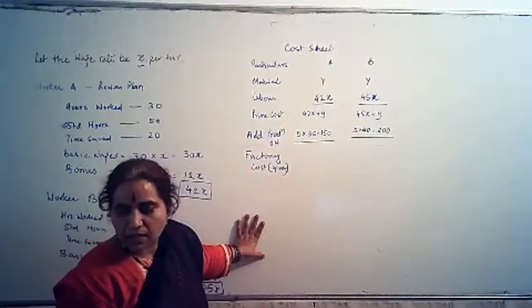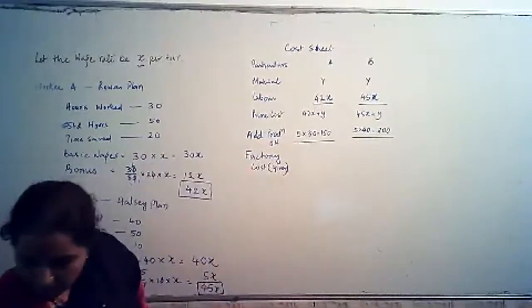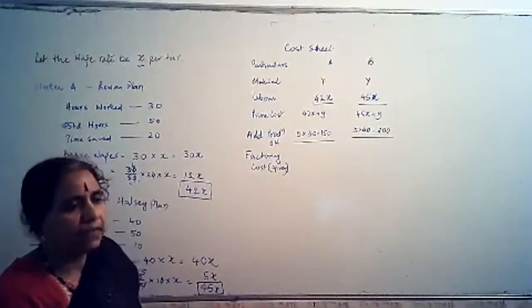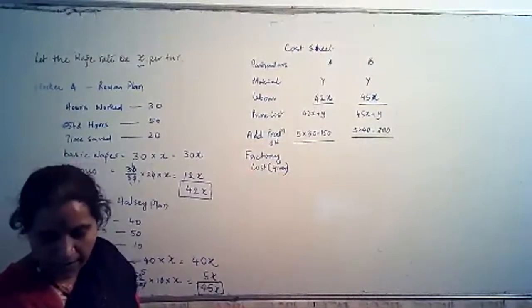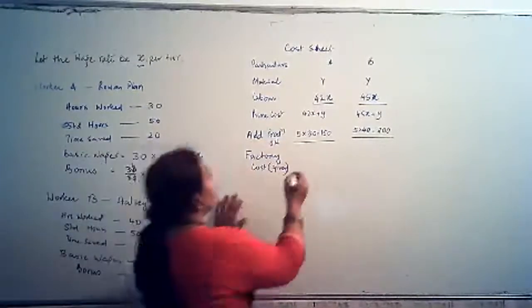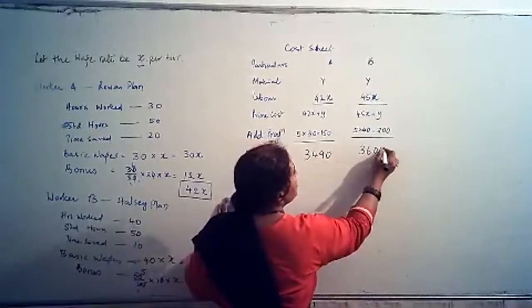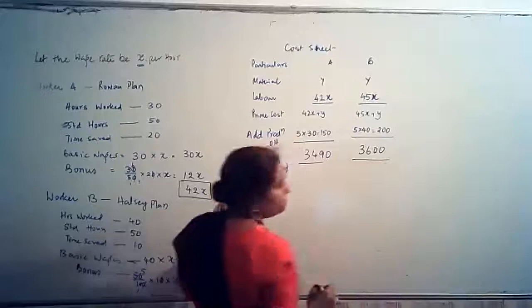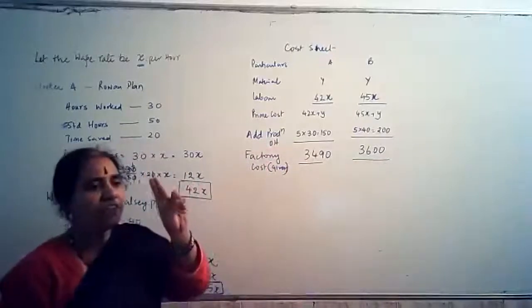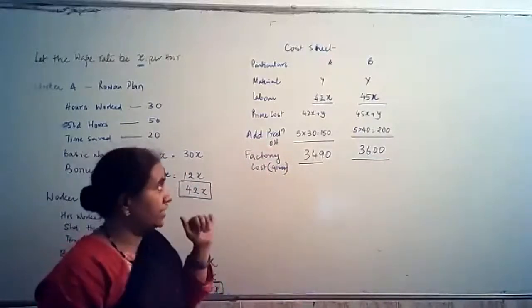A is 3,490. 3,490 for A and for B it is 3,600. So we got two equations. Now I have two equations to solve my simultaneous equation.